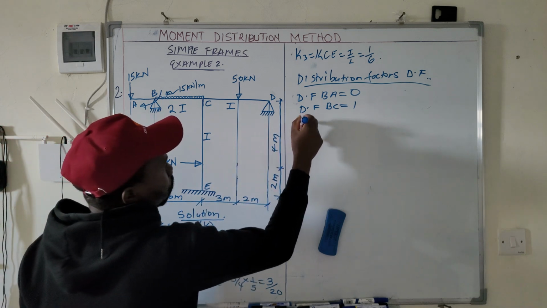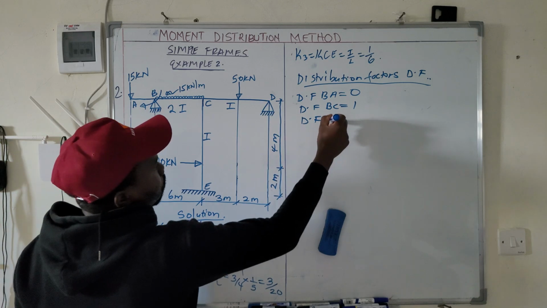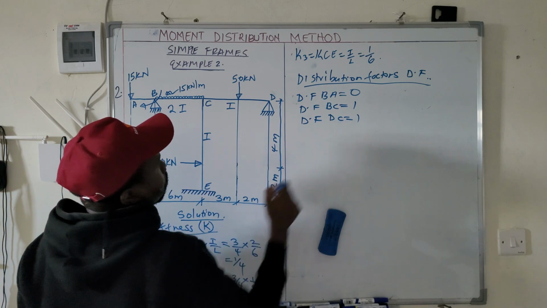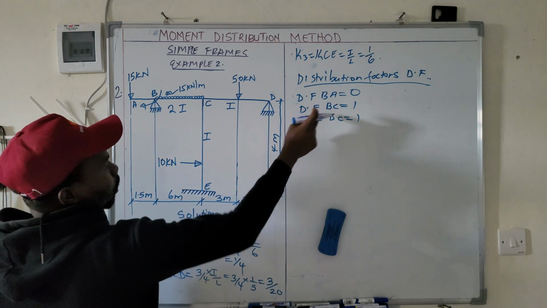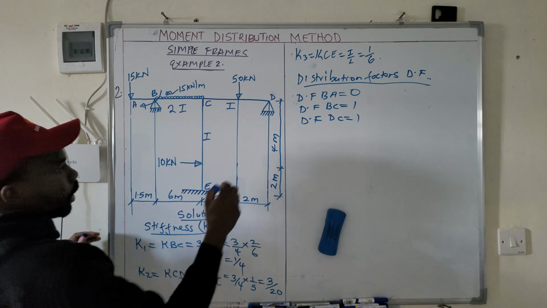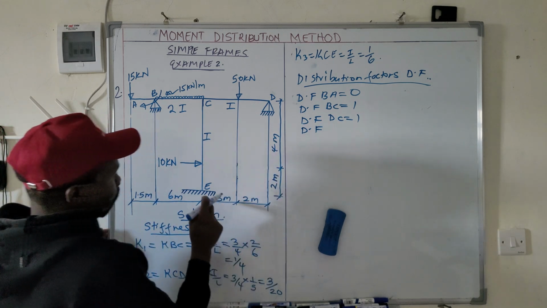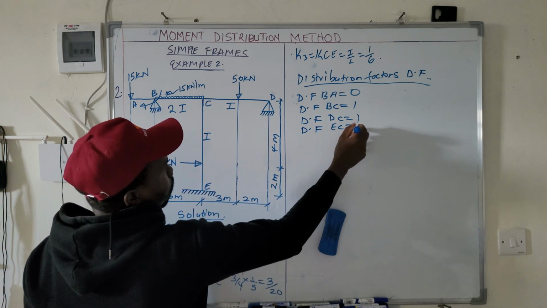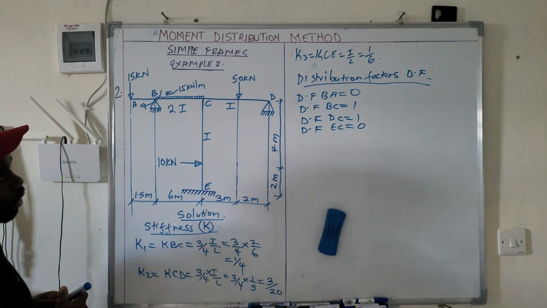Again, distribution factor DC is equal to 1, a similar case to DFBC. Again, this distribution factor EC is equal to 0 because it's a fixed end.